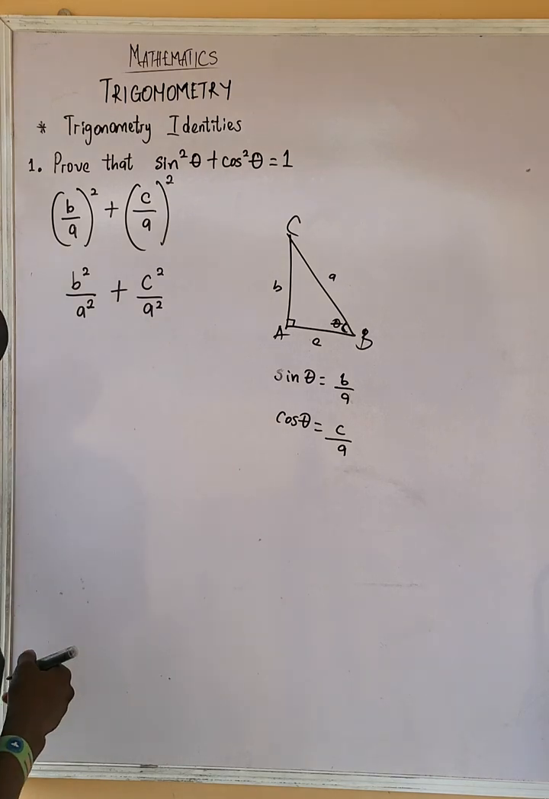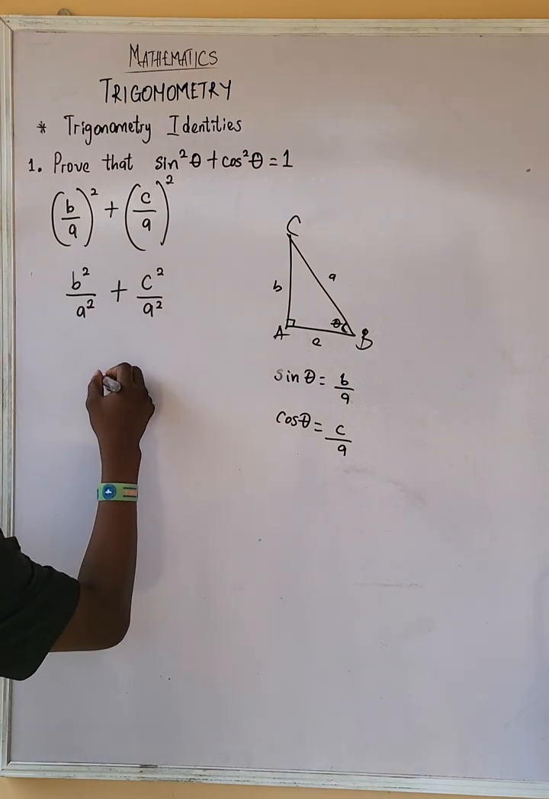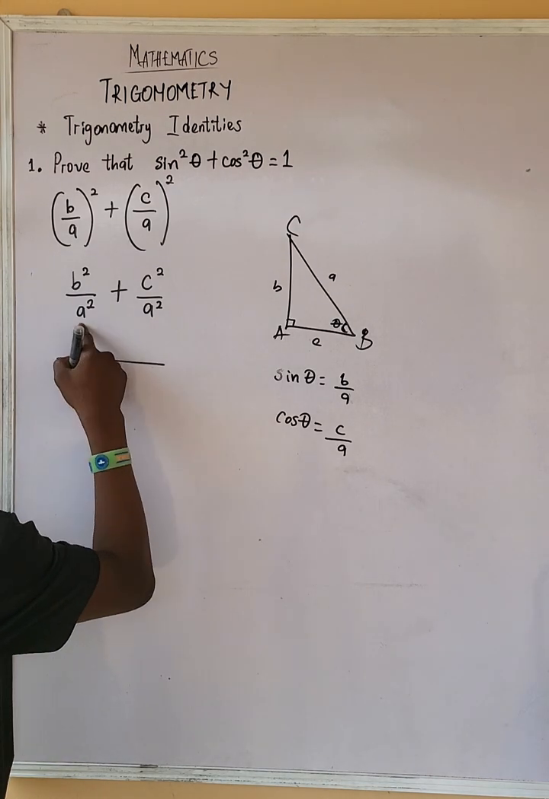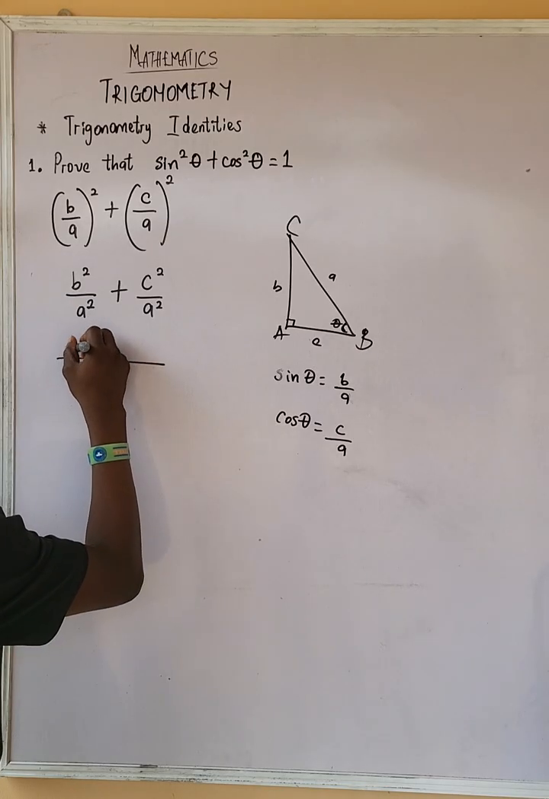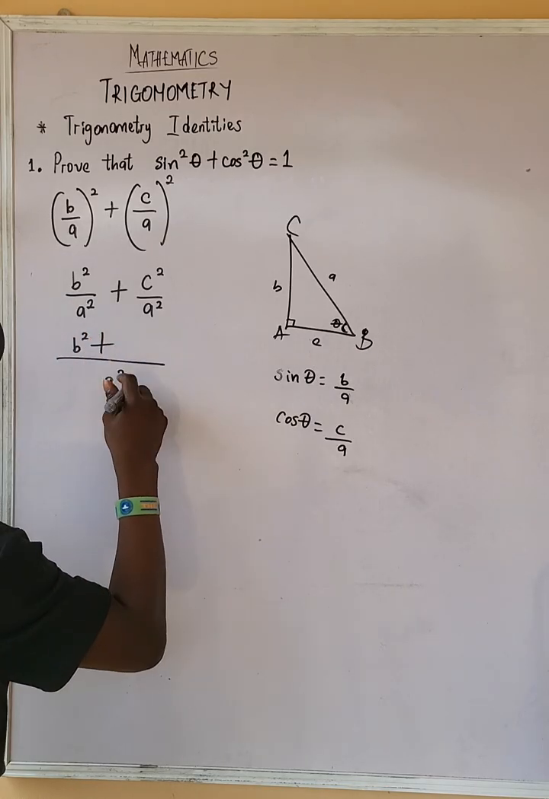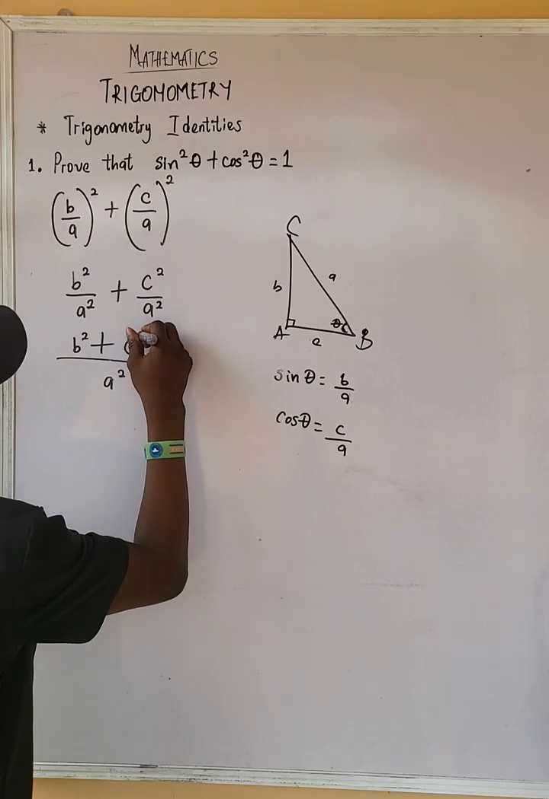So we do the LCM, right? What's our LCM? Our LCM is A squared. So A squared in A squared is 1, 1 times B squared gives us B squared. Then plus, A squared in A squared is 1, 1 times C squared gives us C squared.